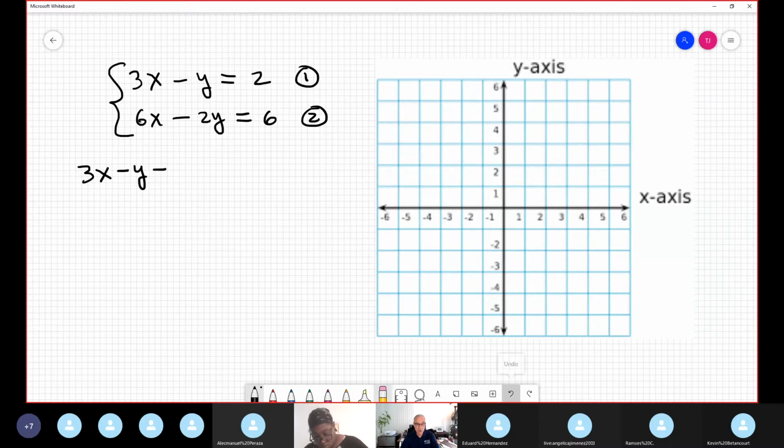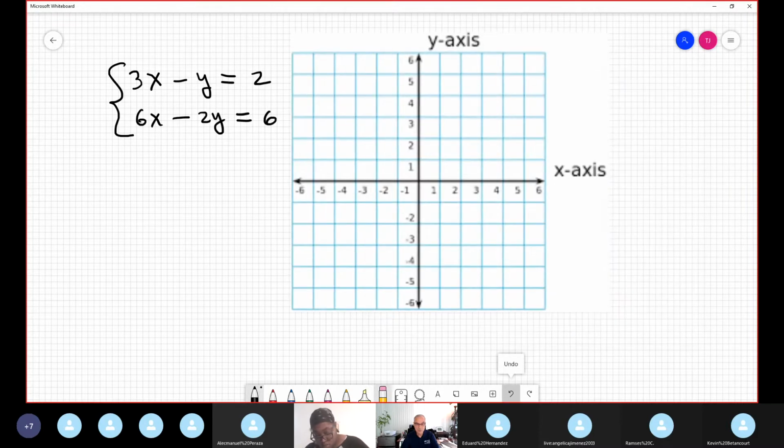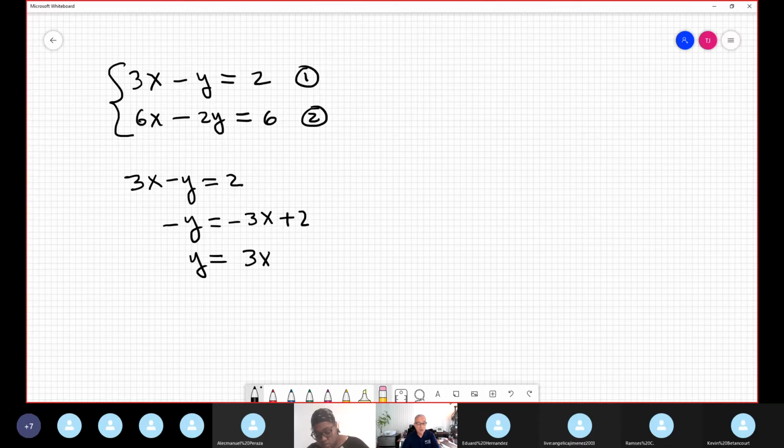Let's do substitution. I can do it, of course, because I can see in the first equation, now algebraically, no graphic anymore, I take advantage that the coefficient in front of y is negative 1. So I try to isolate y here. Three x minus y equals 2, so negative y is equal to negative 3x plus 2. Multiplying or dividing by negative 1, y alone is 3x minus 2.